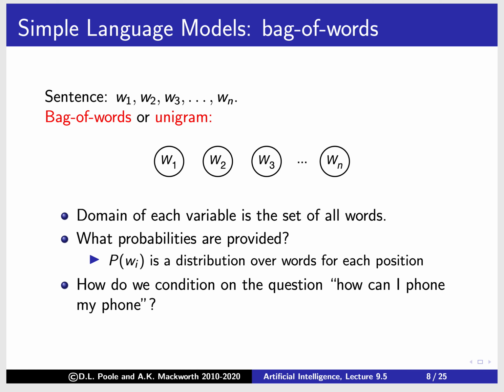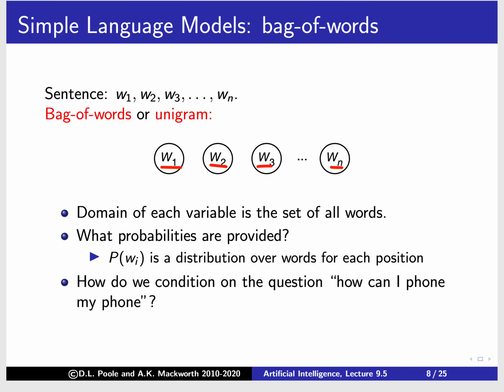Now condition on the question, how can I phone my phone? Well, then it's a different answer. So W1 is how, W2 is can, W3 is I, all the way up to the last one, which is phone. So there are 6 words in here, so N is 6. So W1 is how, W2 is can, W3 is I, W4 is phone, W5 is my, and W6 is phone. That's what we're going to condition on here.